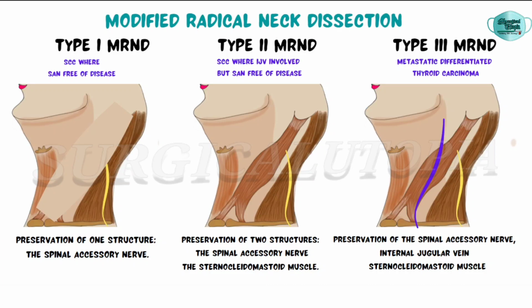Type 3 neck dissection or modified radical neck dissection involves removal of levels 1, 2, 3, 4 and 5, along with removal of only the submandibular gland, whereas in type 3 the spinal accessory nerve, sternocleidomastoid muscle and internal jugular vein, all these three structures are spared and preserved, and it is indicated in metastatic differentiated thyroid carcinoma cases.